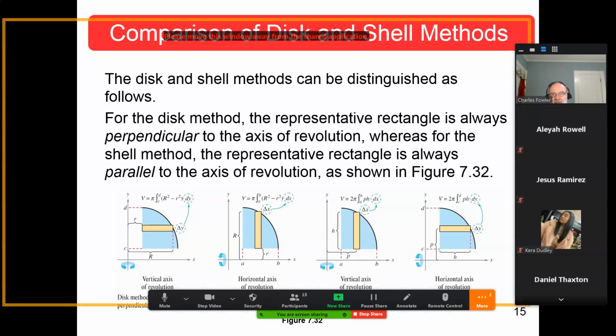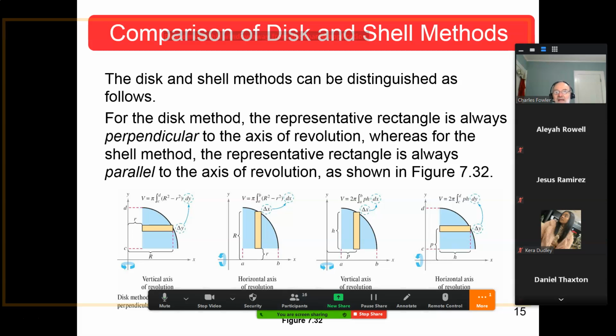I don't know. The disk and shell method can be distinguished. Okay. In this method, the representative rectangle is always perpendicular to the axis of revolution. That makes a circular disk. Whereas in shell method, the representative rectangle is always parallel to the axis of revolution. That makes a shell. Okay.